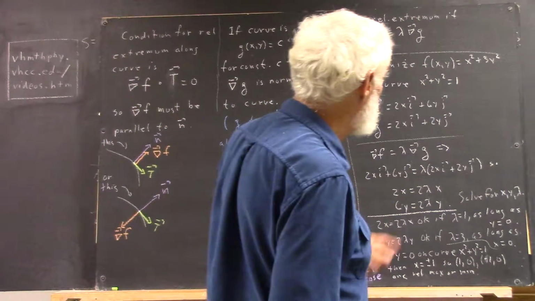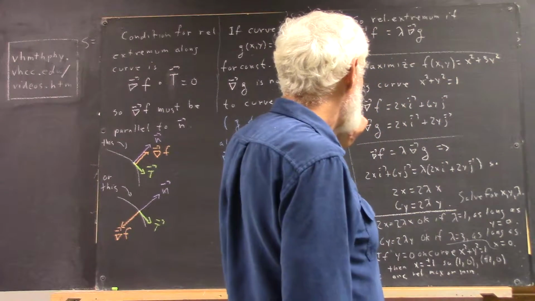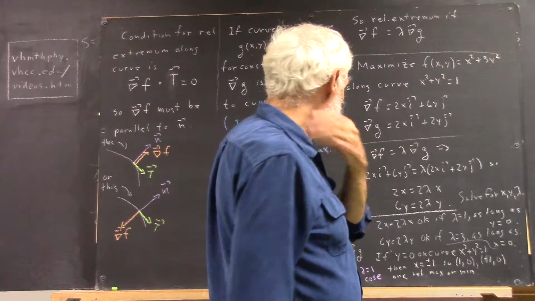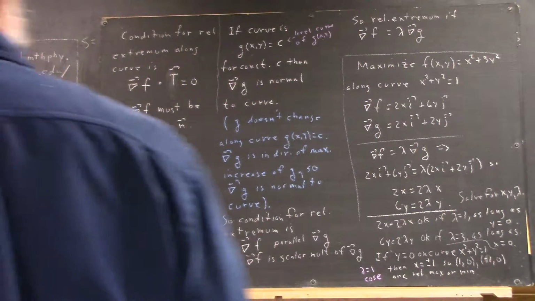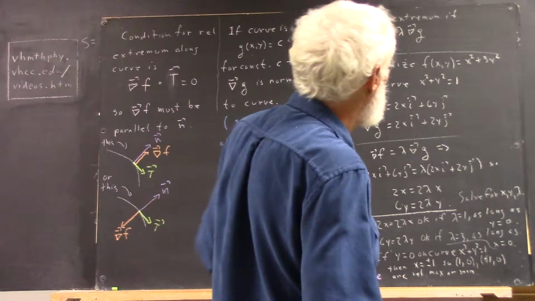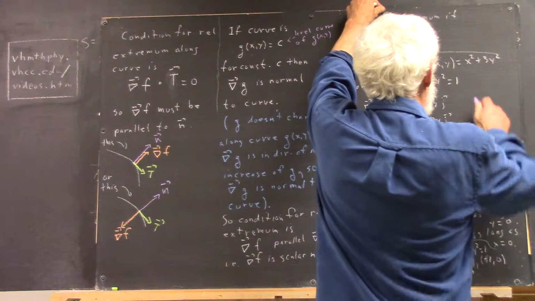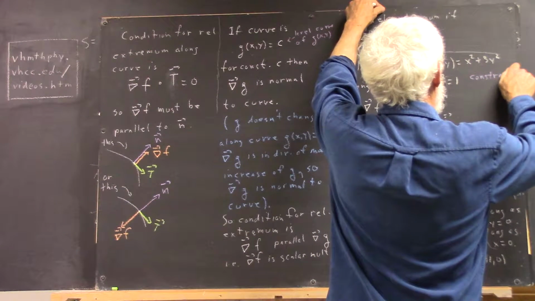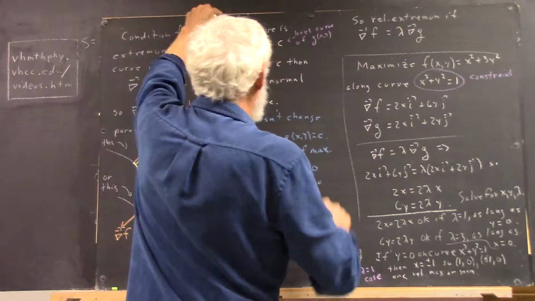So now we want to maximize this function, f of x y equals x squared plus 3y squared, along the curve x squared plus y squared equals 1. Now I didn't use the word constraint in class because I didn't want to do a whole lot of stuff that would distract people from the main thrust here, but this is called our constraint.